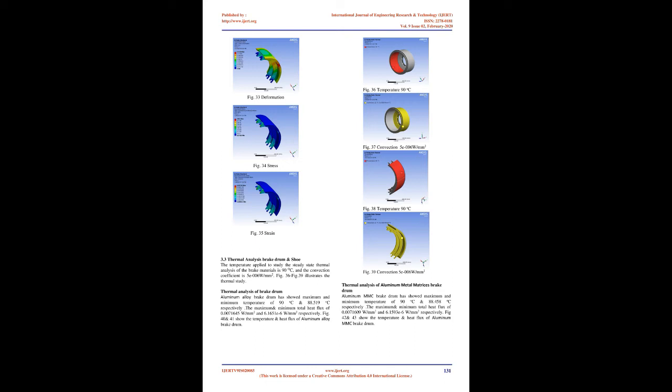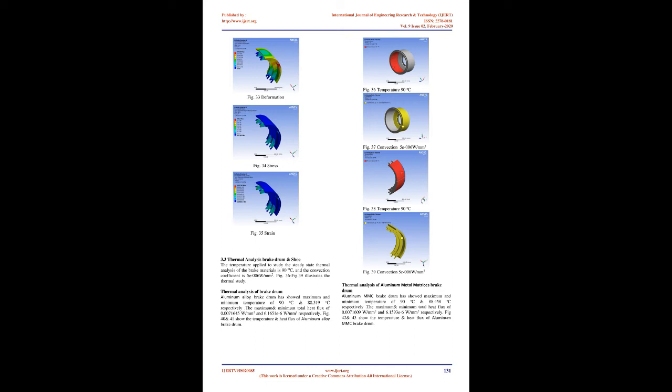3.2 Structural analysis of brake shoe. Meshing. The element size and type of mesh were defined and the brake shoe has been meshed as shown in Fig 23. The statistics of nodes and elements are: mesh type, tetrahedral. Number of nodes, 16,738. Number of elements, 8,916.